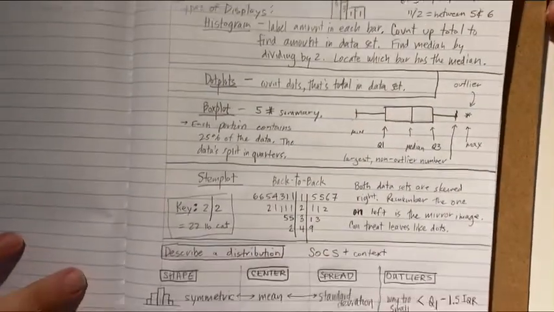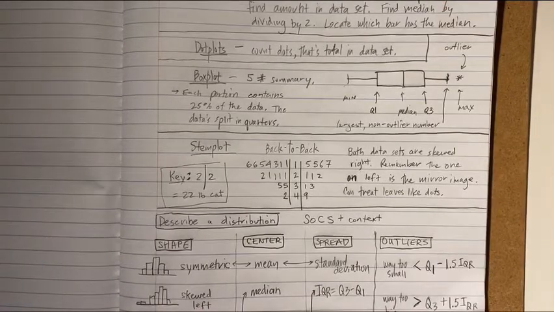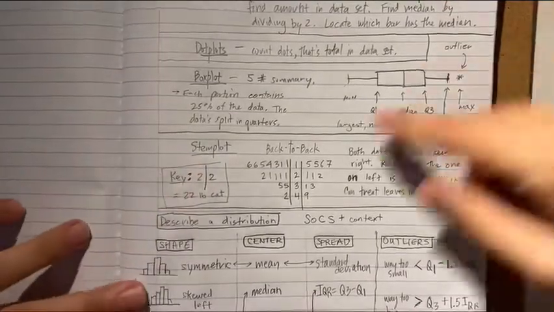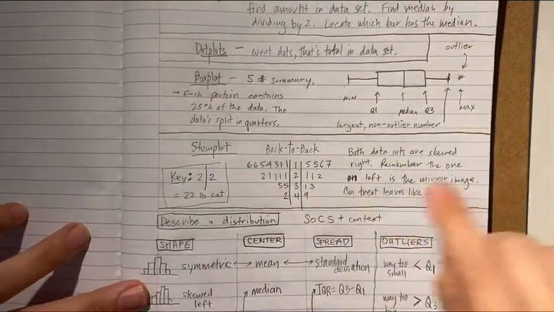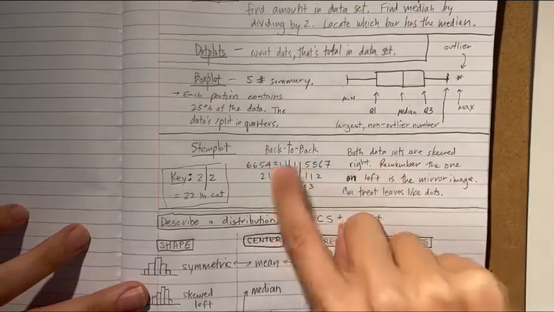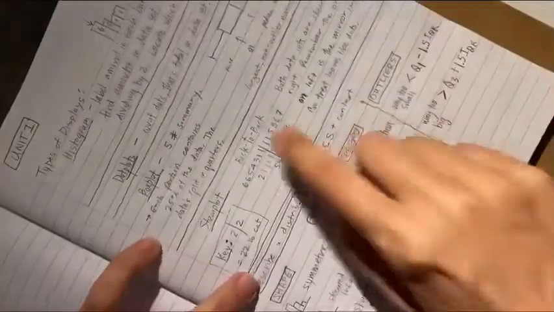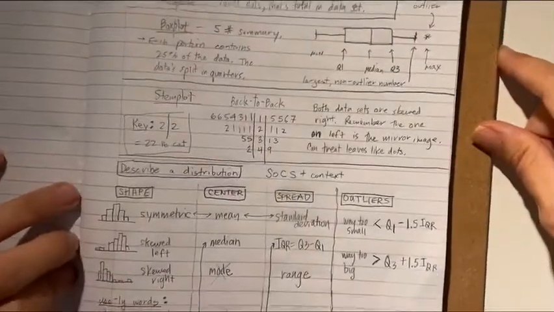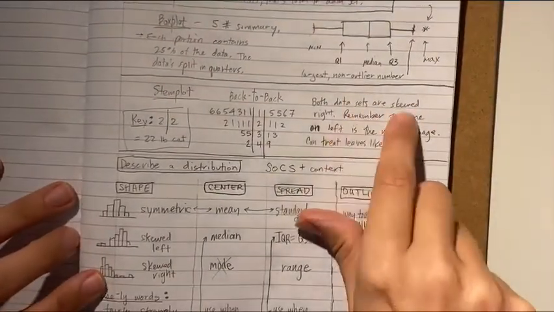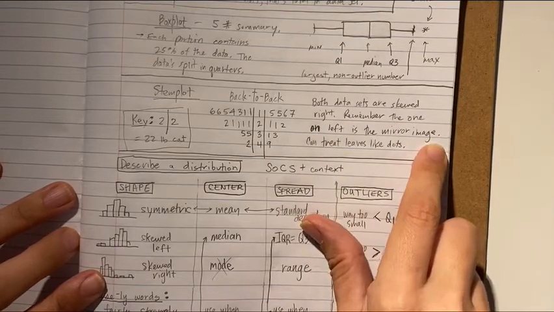Okay, so the last type of plot you might see that has numbers, this is all quantitative data, right? Stem plots, is a back-to-back. These are also common, so I'm going to give you a couple tips. Both the data sets in this example are skewed right. Even though this one I can kind of turn and see how the data is skewed right, and here it looks like the data is skewed left. But remember, both data sets are skewed right because the one on the left is a mirror image.